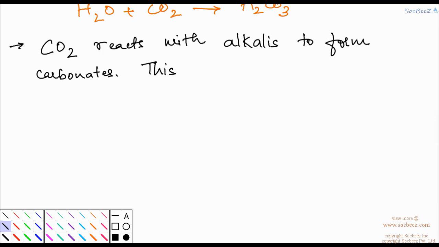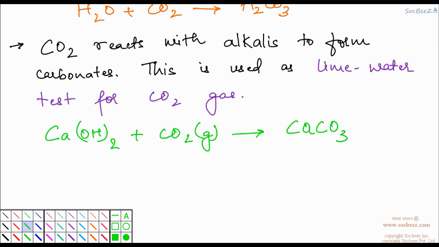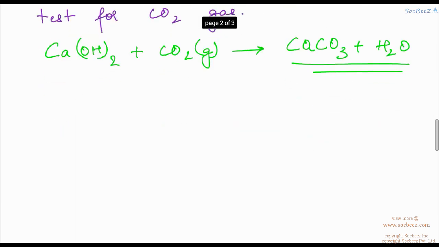Okay, this is used as the lime water test for CO2 gas. Okay, the reaction is as follows. You take an alkali like calcium hydroxide and you react CO2 with it. Then you will get calcium carbonate, CaCO3, plus water. And this is the lime water. So lime water would turn milky.